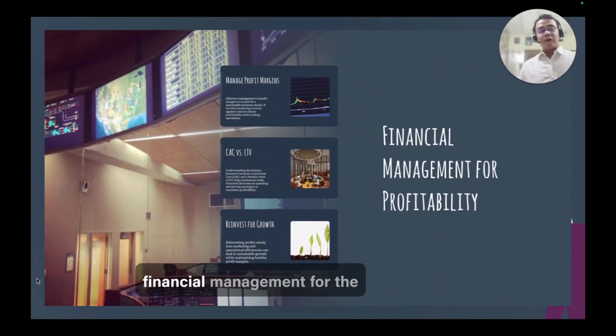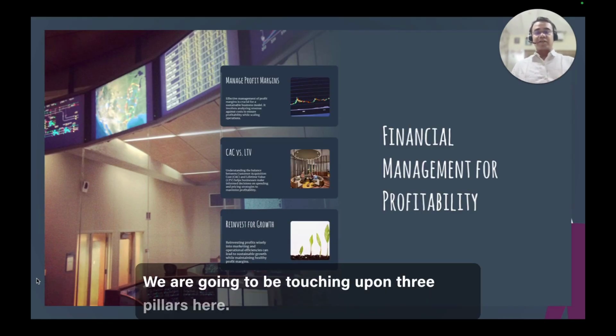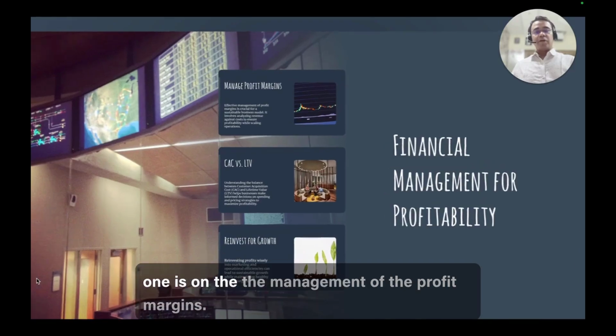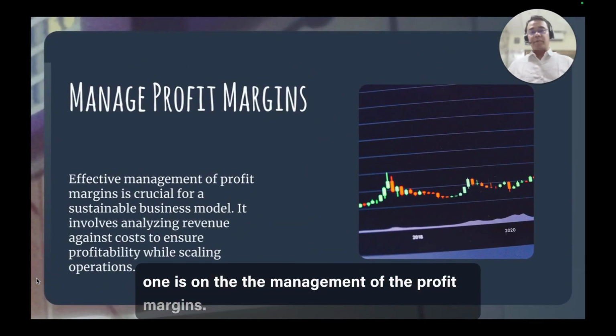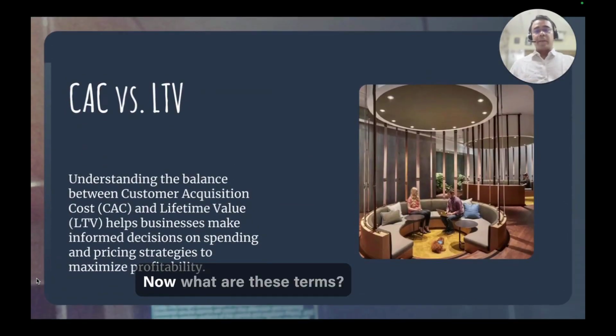Now let's look at financial management for profitability. We are going to be touching upon three pillars here. One is the management of profit margins. So effective management of profit margin is very crucial because if we do not have the profit margin, the business model will not sustain, and it also involves revenue against cost to ensure profitability and also scale the business operations. Now, what are these terms?